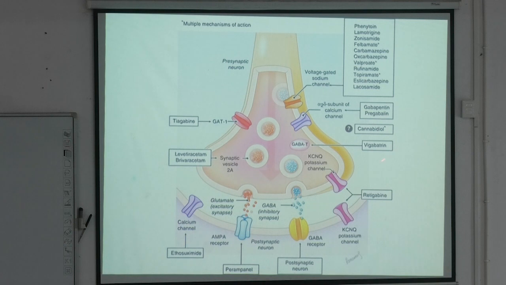Next you see vigabatrin, that is GABA-T, GABA transaminase inhibitor. Levetiracetam, a newer anti-epileptic drug. Where it acts, it blocks the synaptic vesicle 2A protein. What happens if it blocks this protein? The synaptic vesicle will close down. The GABA and glutamate inside it won't get released. Okay, so this is the basic mechanism of anti-epileptic drugs.